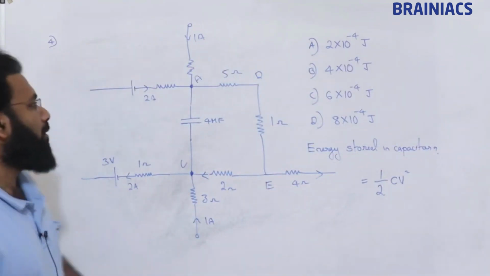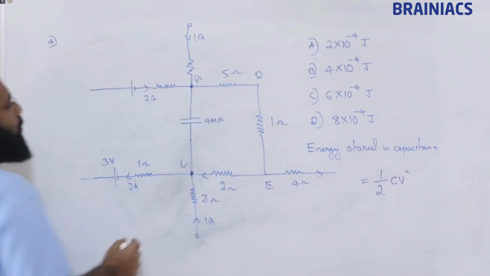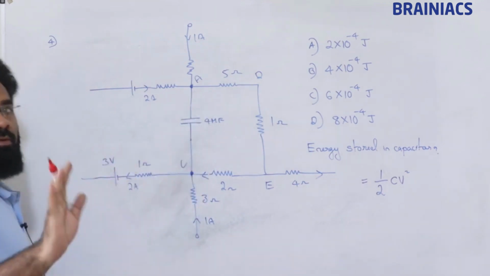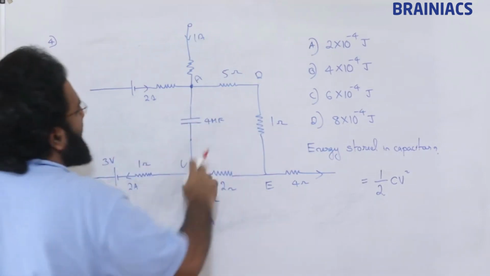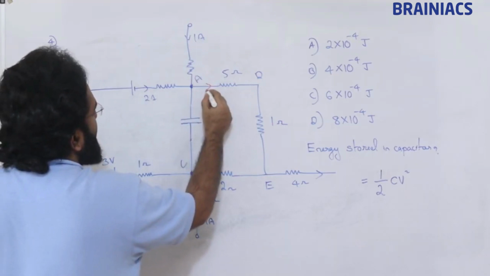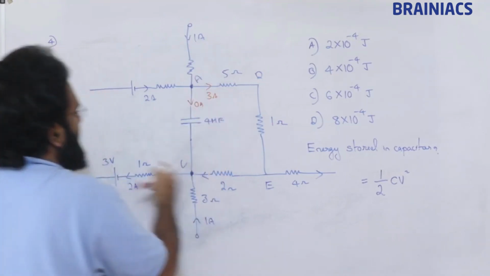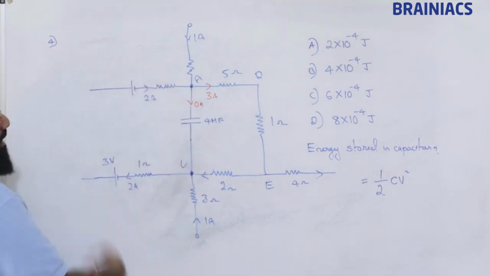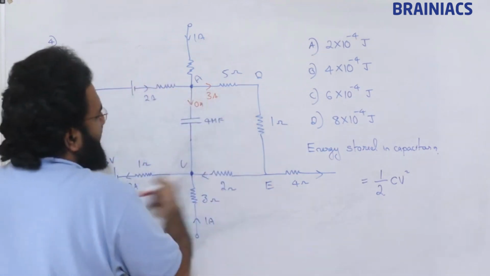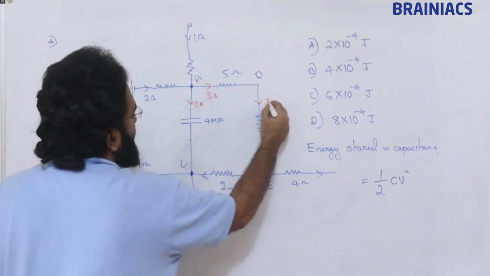Okay, I believe you know this now. So how to do this? Now you are ready with the answer, right? Now we will verify. 1 ampere is coming, 3 ampere is coming, so definitely this is going to be 3 ampere. No current will flow through this because all the sources are DC. Direct current will not pass through a capacitor. So 3 ampere, 3 ampere.